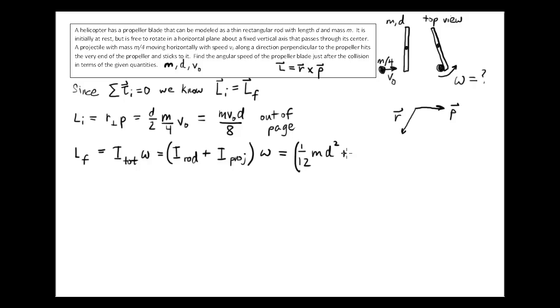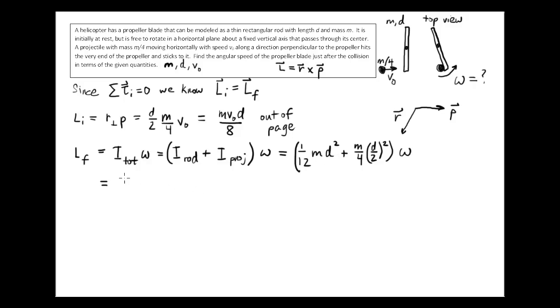The projectile, if the projectile is small, we can treat it like a point mass. Then it will have a contribution to the moment of inertia of the mass times the distance away from the axis squared. So it's m over 4 times d over 2 squared. And then that whole thing multiplies omega. Omega is what we're trying to find. So I can simplify this expression a little bit. Before we set it equal to the initial expression, we should definitely simplify it.